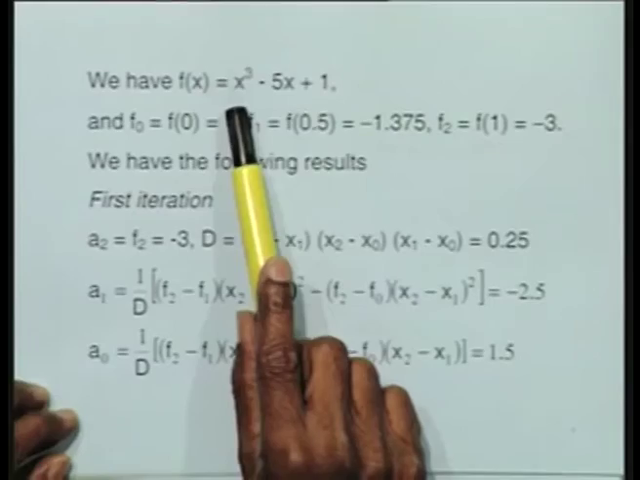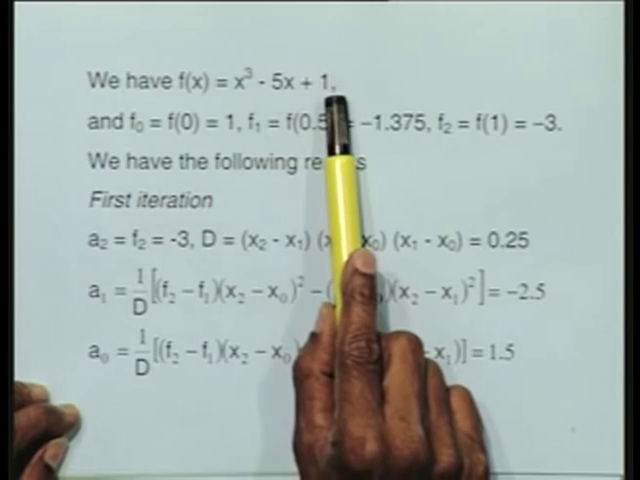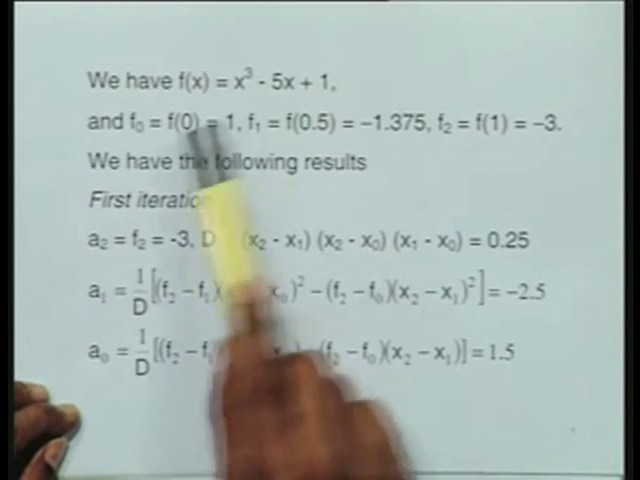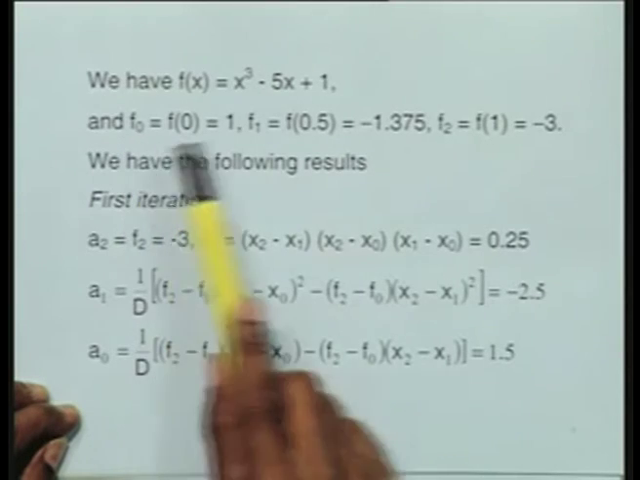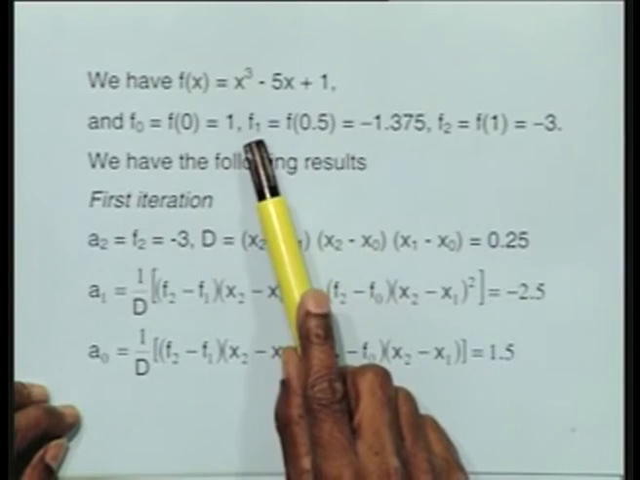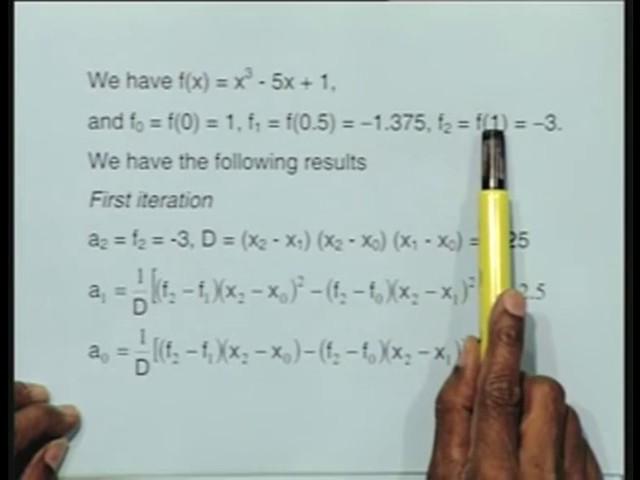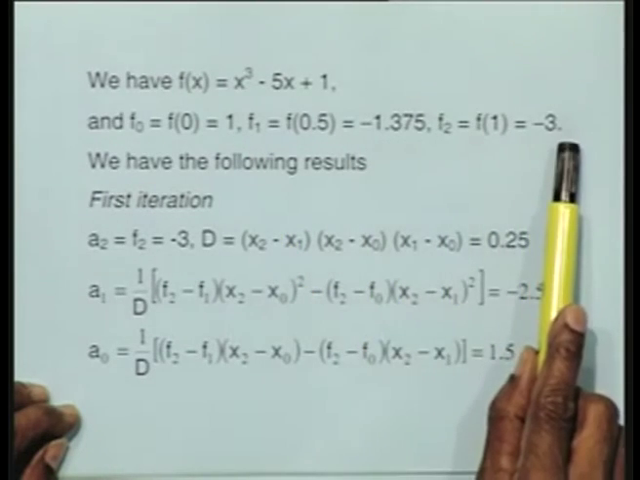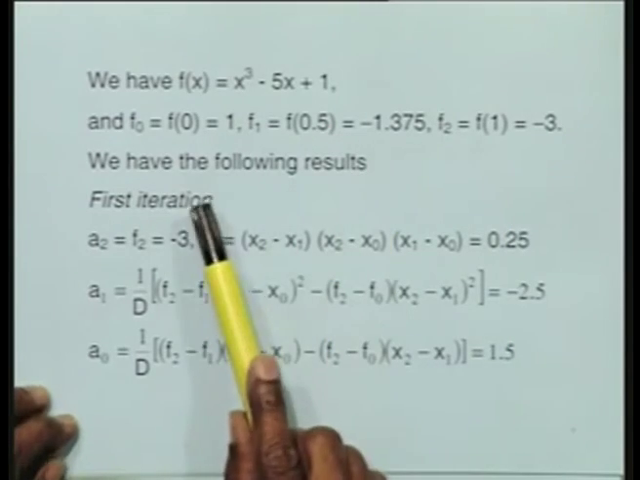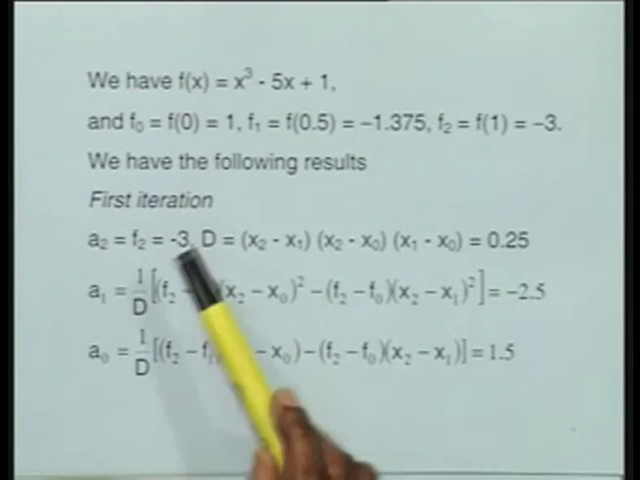Now here we have f(x) is equal to x cubed minus 5x plus 1. Now I evaluate f at the 3 approximations that are given. So f at 0, that is f0, f at 0.5, that is f1, f at 1 is f2. So these 3 values are 1, minus 3.5 and minus 3. Now we will substitute them and get the first iteration.